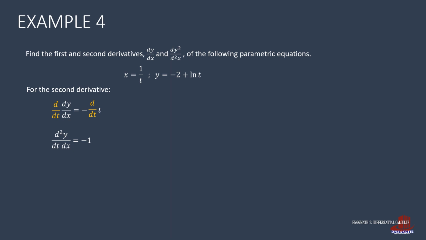Since this is the reduced form for the equation, we can now work on taking dt out. So we multiply the equation by dt all over dx, where dx over dt was solved earlier as negative 1 over the square of t. So its reciprocal is negative t squared. Multiply this to the equation to have the second derivative of y with respect to x as t squared.